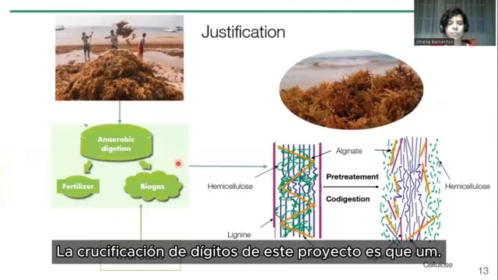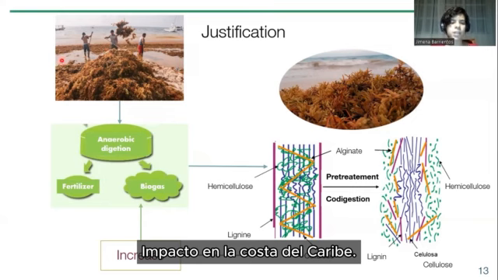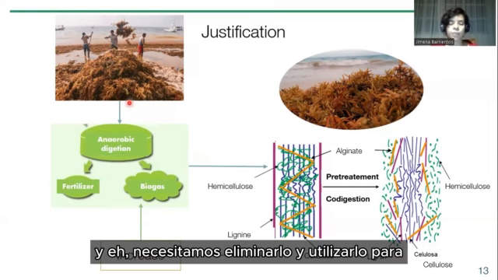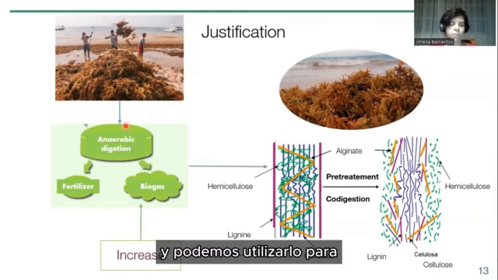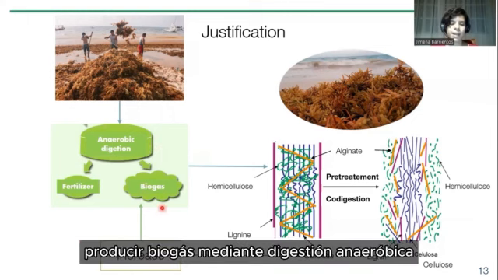The justification of this project is that sargassum is having a negative impact in the coast of the Caribbean, and we need to remove it and utilize it to produce biogas by a process of anaerobic digestion.